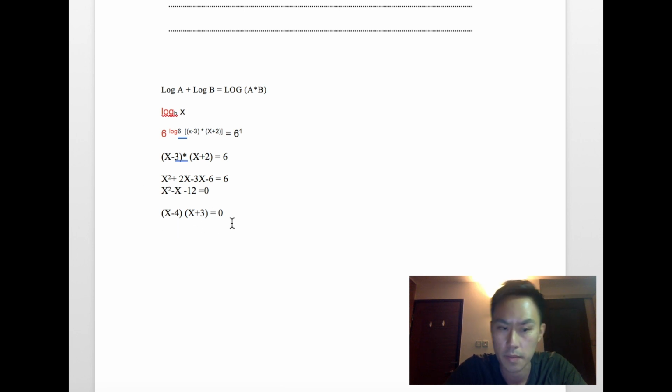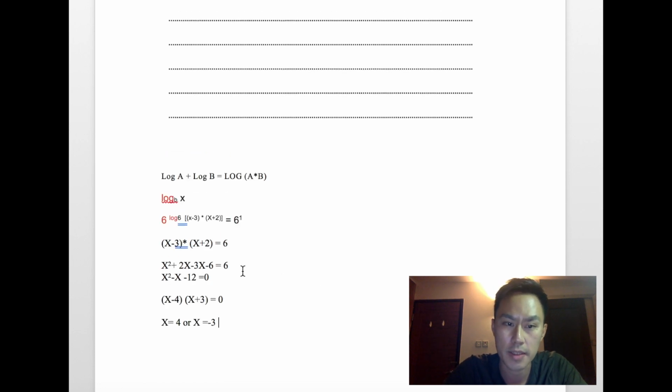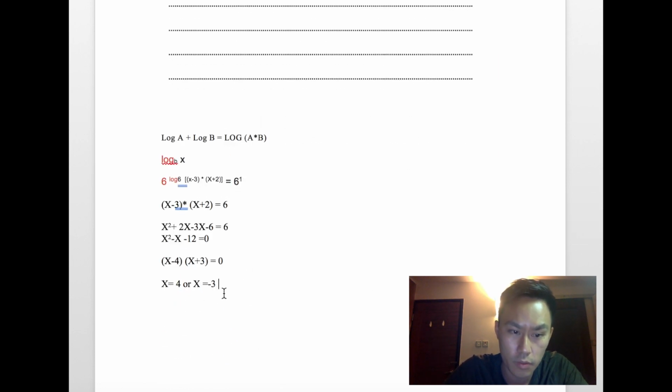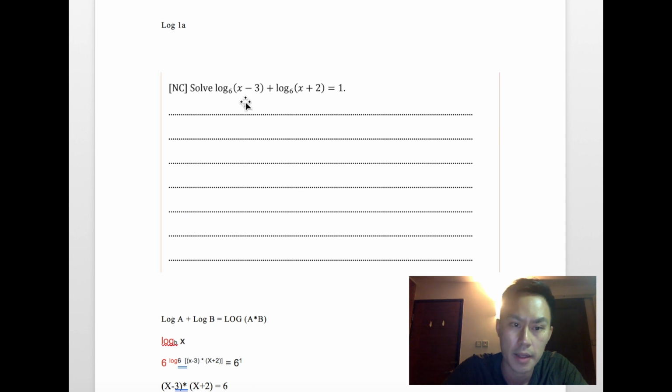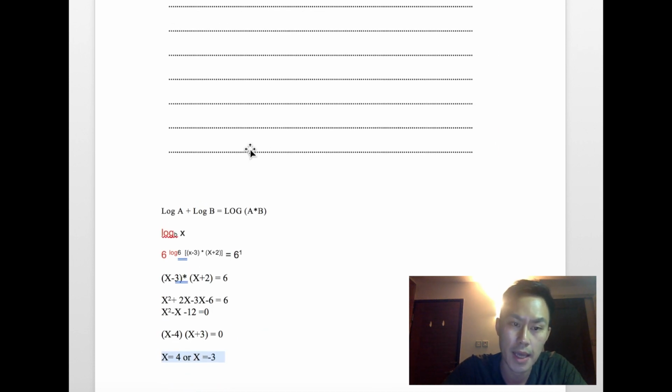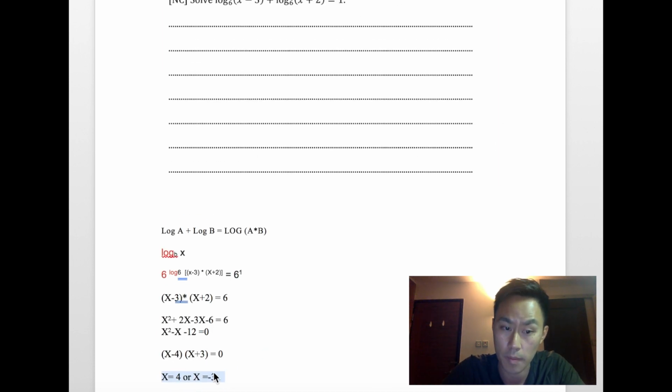So when two brackets multiply together equals 0, then either this bracket equals 0 or this bracket equals 0. So x is equal to 4 or x is equal to negative 3. Okay, but there's a trick right here, because we have two answers, but can we say x is equal to 4 or minus 3?